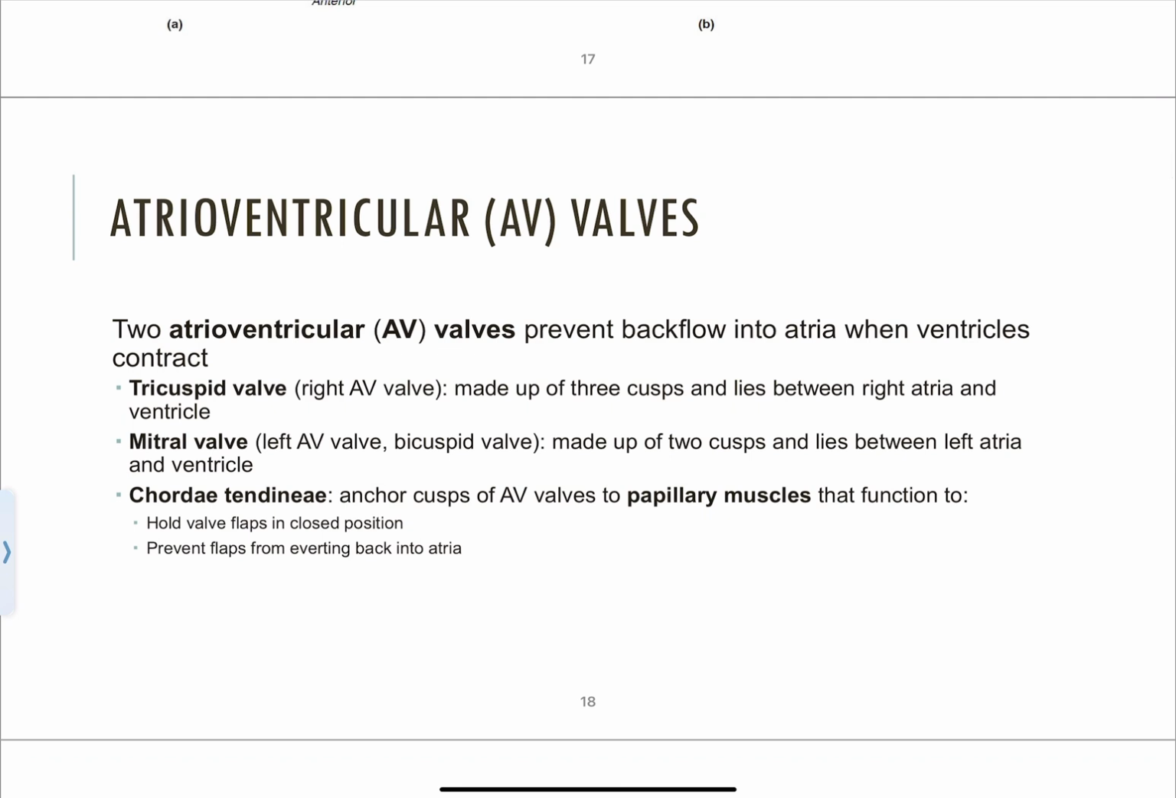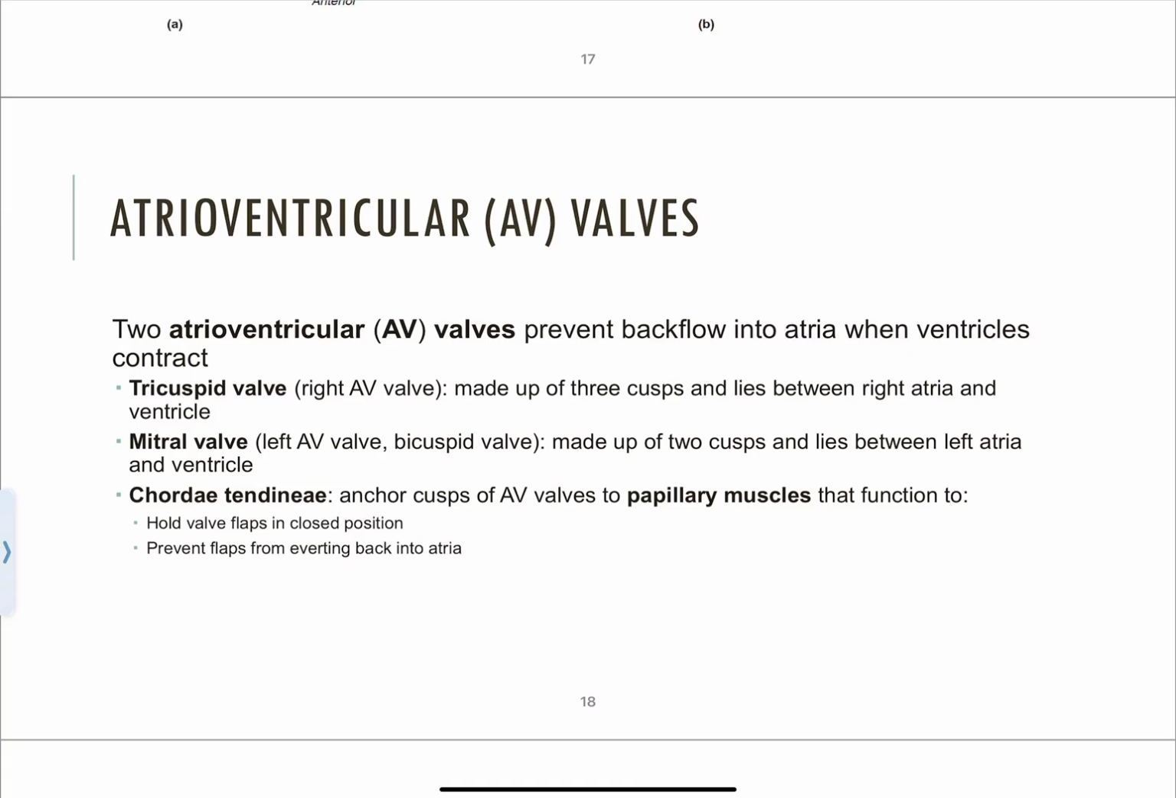Okay, so let's talk a little bit more about the atrioventricular valves, which are also called AV valves for short. The right AV valve has a more specific name: the tricuspid valve. It's called the tricuspid valve because it has 3 cusps. Then we have the left atrioventricular valve, which is also called the mitral valve because it resembles a bishop's mitre, which is a hat. The mitral valve is also called the bicuspid valve because it has 2 cusps.